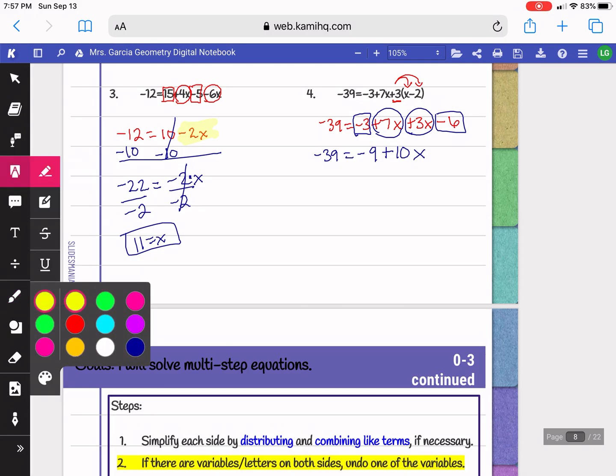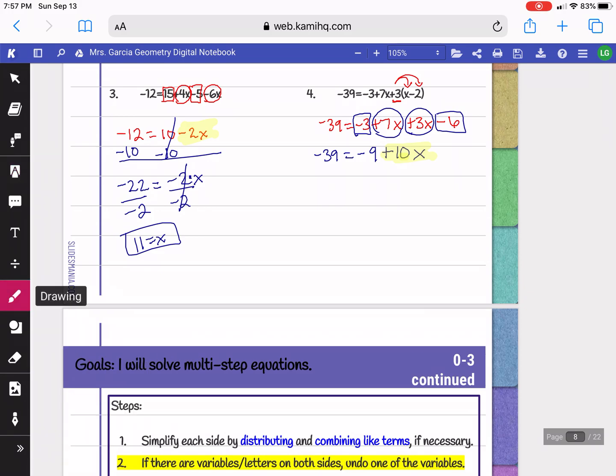Now if I look at my variable, the number 10 is attached to it. So I can't get rid of that 10 yet. I'm going to have to get rid of the negative 9. So the opposite of negative 9 would be to add 9 or give a positive 9. And what you do to one side, you do to the other. So here they cancel. Negative 39 plus 9 is negative 30.